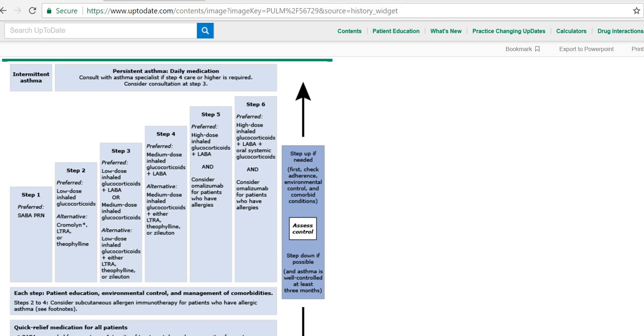Also, in step 5, it talks about omalizumab, which sounds like something out of Dante's Inferno. Anyway, it's a biologic. You want to stay away from that if at all possible. It's a monoclonal antibody. Some patients, their asthma is that bad, they absolutely do need it.